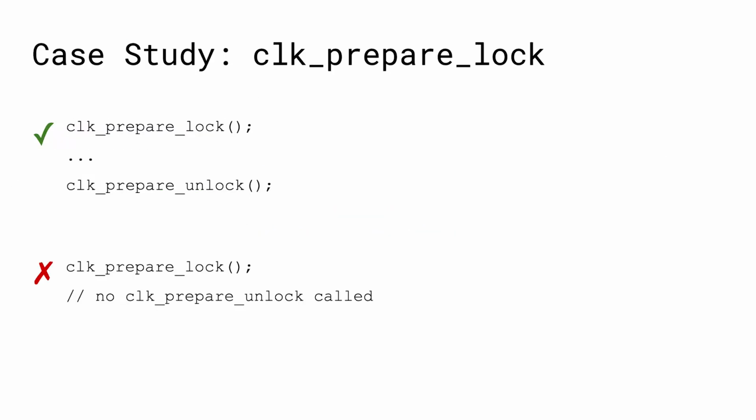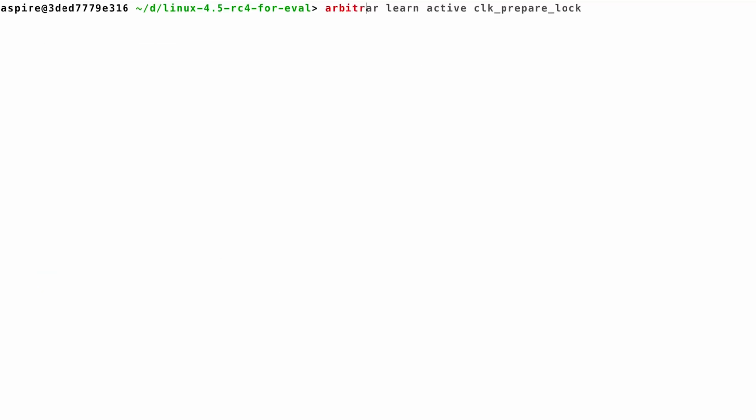We demonstrate one final example, clock prepare lock. This API function is extensively used in the Linux kernel, and every time you use this, you should make sure that clock prepare unlock is also called. Again, since we have done the analysis step with this function, let's dive straight into the user interaction with arbitrar learn active clock prepare lock.